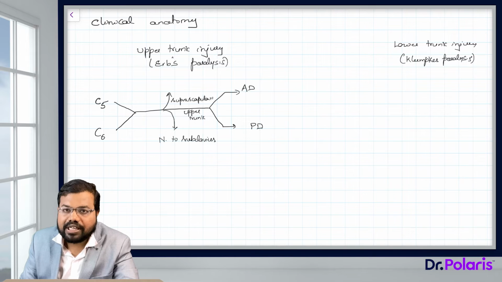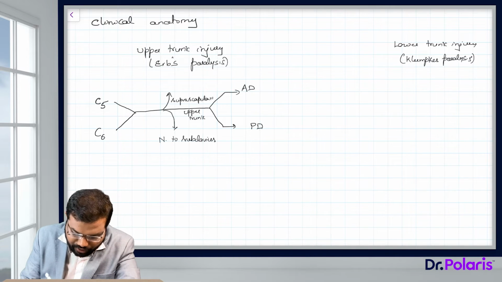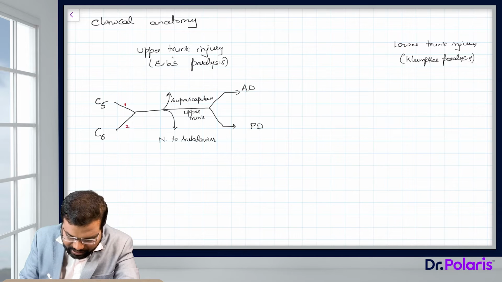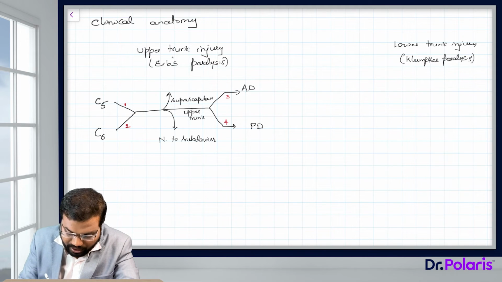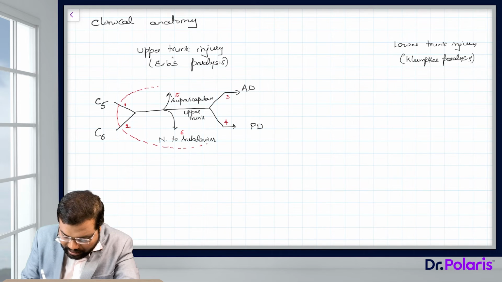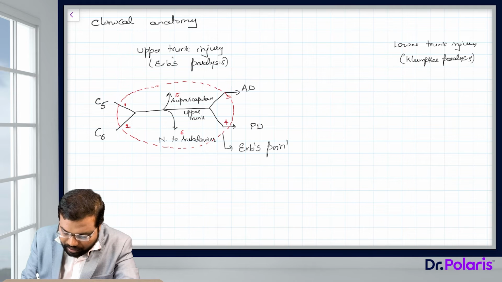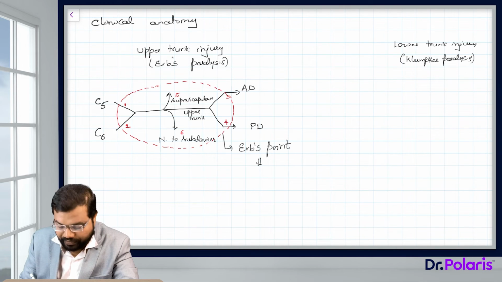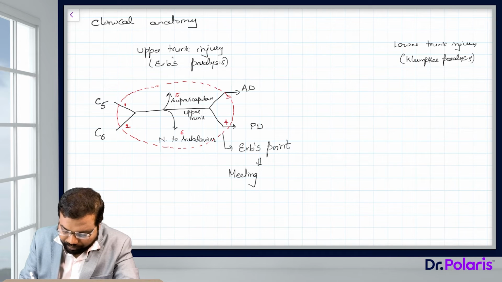Now here, there is a meeting point of 6 nerves. See here. First one is the C5 root. Second is the C6 root. Third is the anterior division of the upper trunk. Fourth is the posterior division of the upper trunk. Fifth is the suprascapular nerve and the sixth is the nerve to subclavius. This meeting point of all these 6 nerves is called Erb's point.